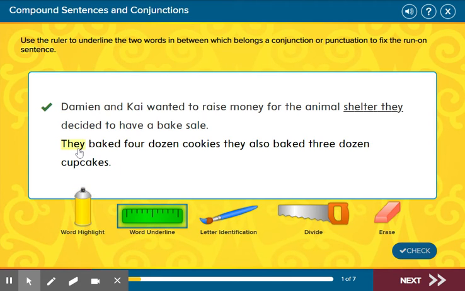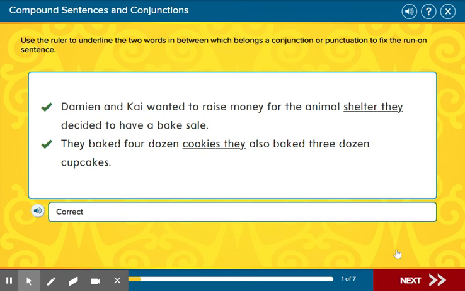Click on the underline tool. And let's read this one. It says, they baked 4 dozen cookies. They also baked 3 dozen cupcakes. Here we have the same challenge. Where's the split? I believe it's happening where we see they baked 4 dozen cookies. They also baked 3 dozen cupcakes. Right here seems to be the end of one thought, the beginning of another. So just click both words and check it.